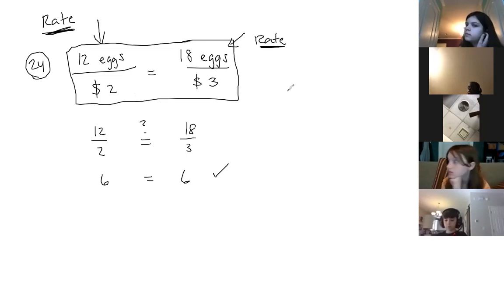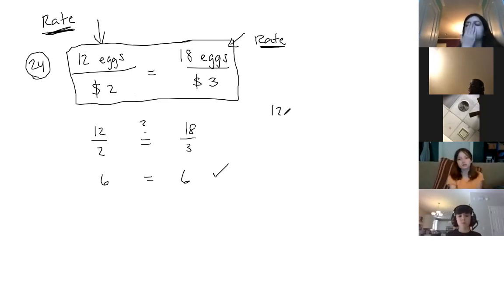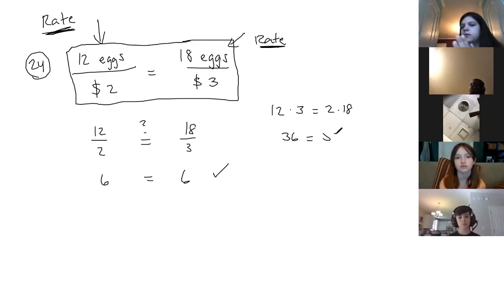Another way that we could have done it is we could have cross multiplied. 12 times 3, is that equal to 2 times 18? 12 times 3 is 36. 2 times 18 is 36. Yep, those are equivalent proportions.